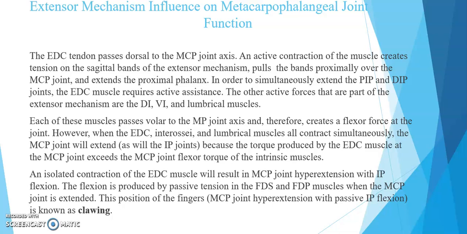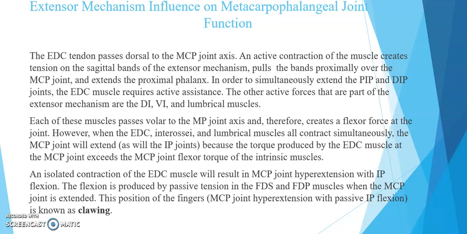So we will just see how the extensor mechanism influences the metacarpophalangeal joint function. The EDC tendon passes dorsal to the metacarpophalangeal joint axis. An active contraction of the muscle creates tension on the sagittal bands of the extensor mechanism, pulling the bands proximally over the MCP joint. This will produce extension of the first phalanx, that is the proximal phalanx, and this will also extend the proximal interphalangeal joint, and when the EDC muscle contracts again, this will also extend the DIP joint.